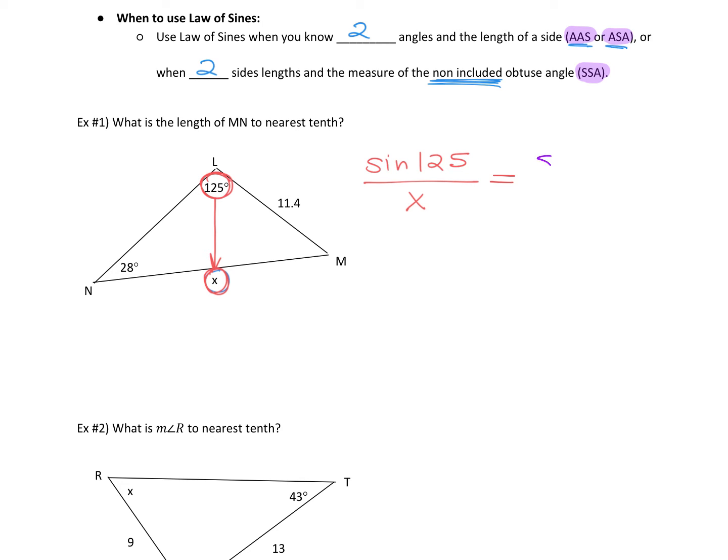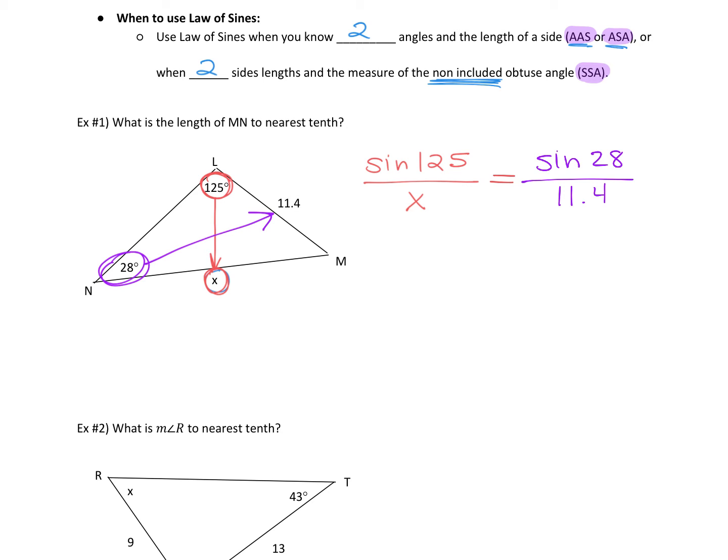Sine 28. So it's always the sine of the angle over the side across from it, 11.4. Okay, so that's going to be your setup every single time. The sine of the angle over the side across from it, okay?